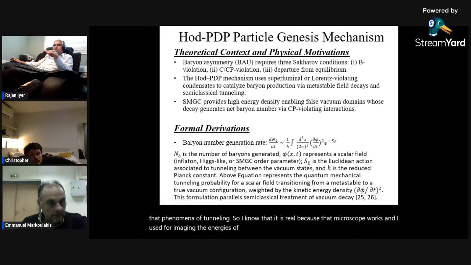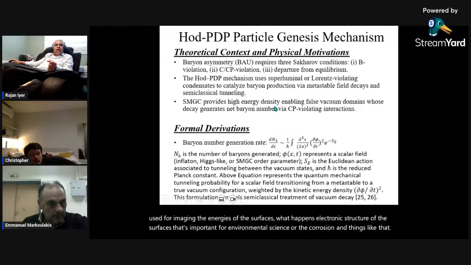What happens to the electronic structure of the surfaces? That's important for environmental science, or corrosion and things like that. Okay, so the SMGC provides high energy density, enabling false vacuum domains.